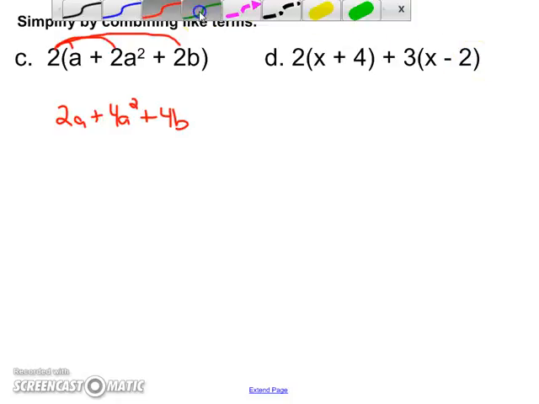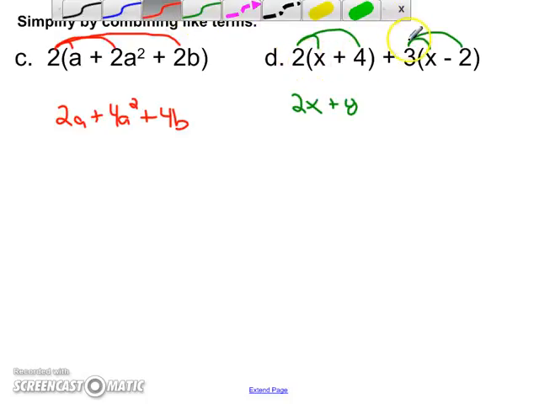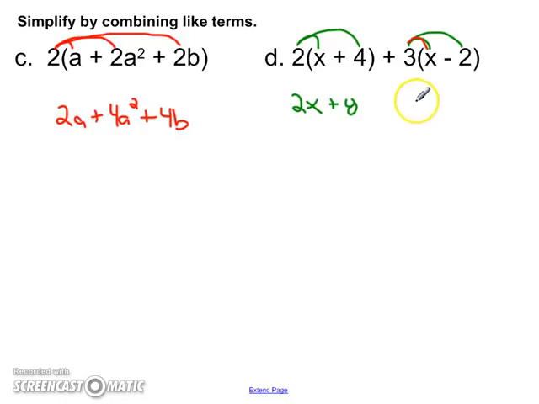So now I'm going to go, as in the last section, I'm going to use the distributive property to my advantage. And I'm going to distribute the parts. 2 times x is 2x. 2 times 4 is 8. So I distributed the 2 through this first set of parentheses. I'm going to change colors here. 3 times x is 3x. Oh, plus. 3 times, I'm going to treat this as a negative, negative 2 is negative 6.